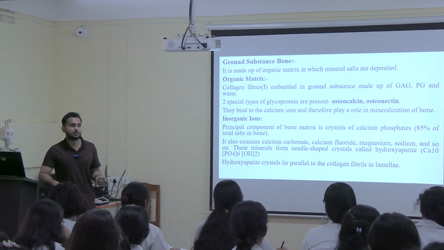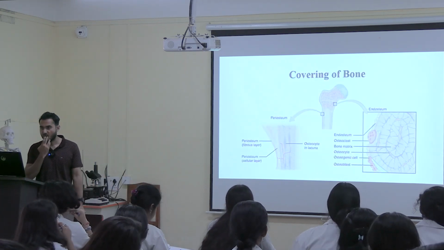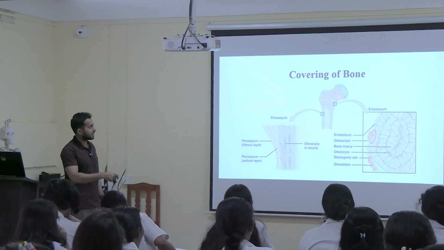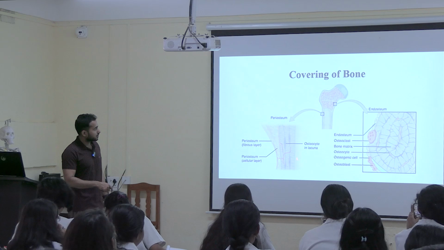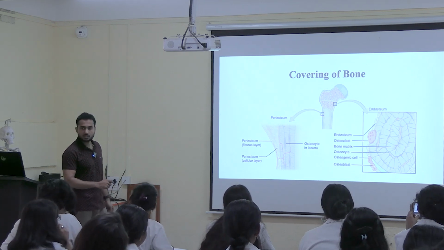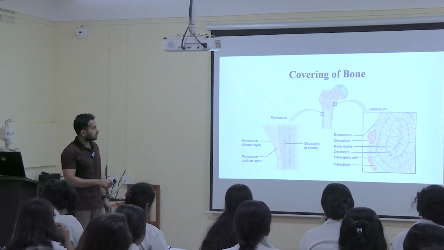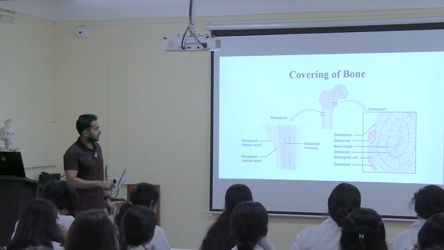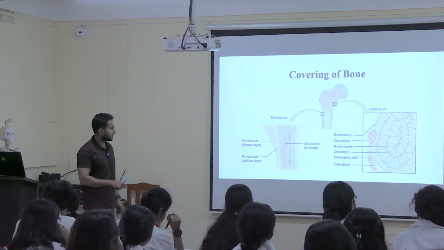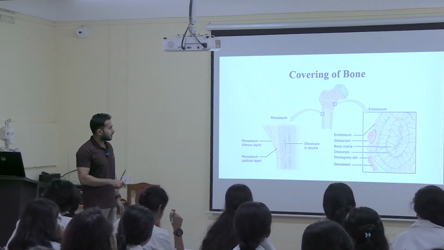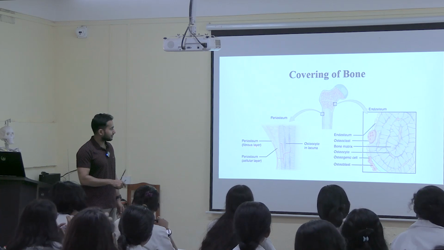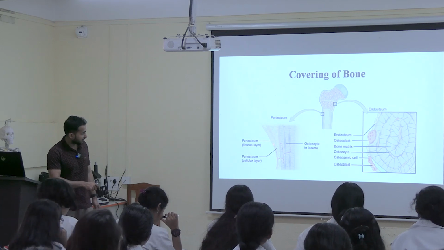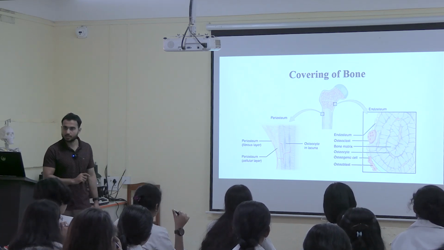Now lastly, what is left? Covering of the bone. So in covering of the bone, again I will take the example of a long bone. So this is the compact bone and this is the spongy bone, right? The outer aspect of the compact bone is covered by a fibrous layer that is called periosteum, where two layers are there. The outer layer is the fibrous layer and the inner layer is the cellular layer.